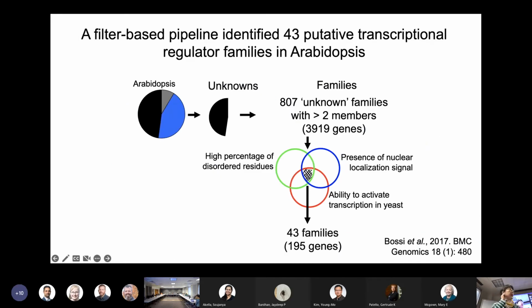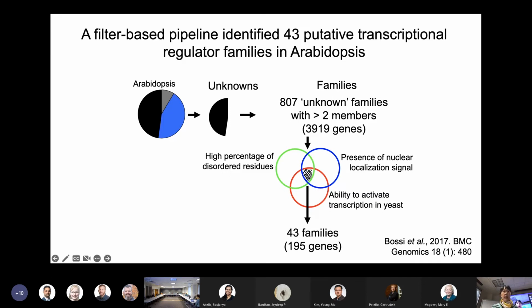But most of the genes are still uncharacterized. And so we wanted to see if we can push the boundary of functional characterization of protein-encoding genes and try to see if we can identify putative transcriptional regulators using characteristics that are not sequence homology based, which is what the current standard is for function annotation.